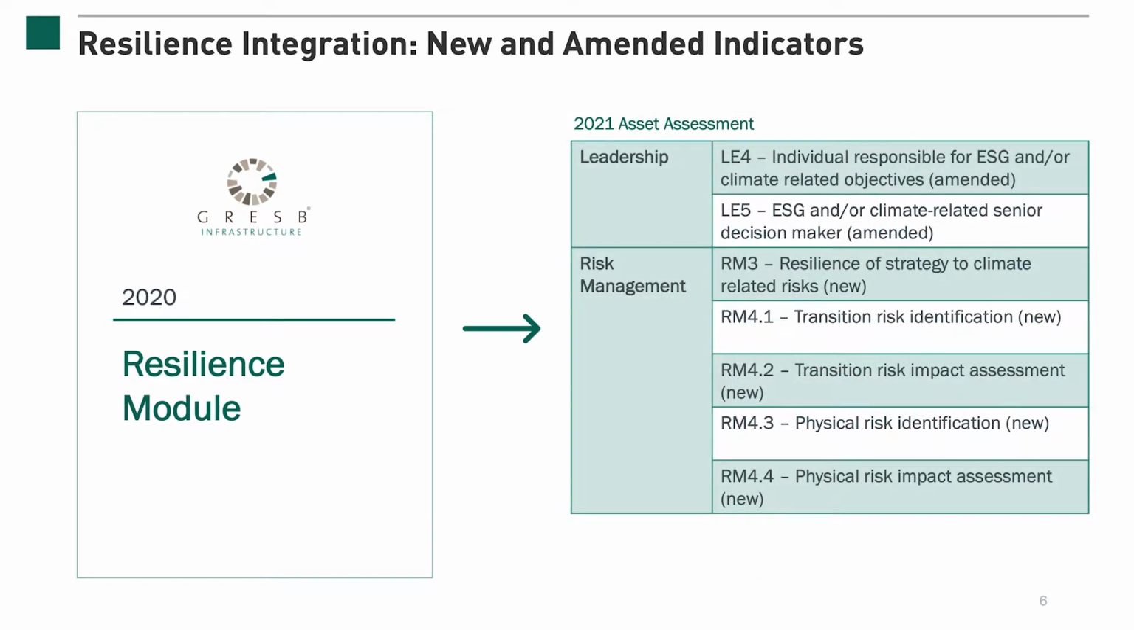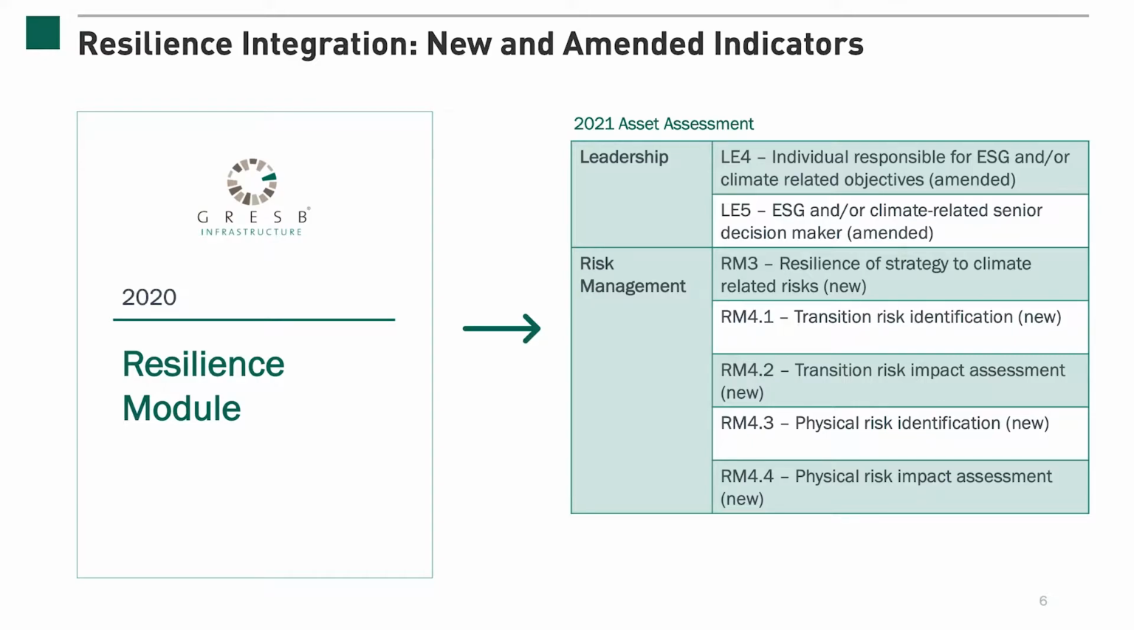Several indicators have been amended or are new in the asset assessment. In the aspect leadership, LE4, individual responsible for ESG and/or climate-related objectives, and LE5, ESG or climate-related senior decision maker, have been amended. In addition to ESG, the indicators now also request information on personnel involved in managing the entity's climate-related issues. In the aspect risk management, 5 new indicators have been added.